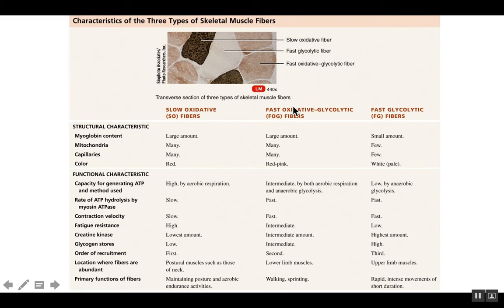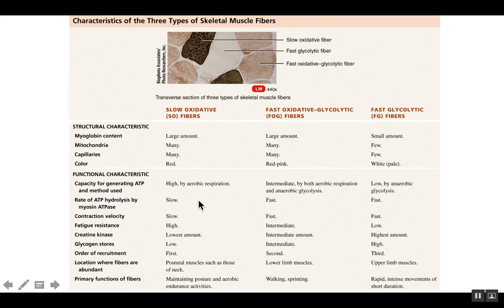If we look at the fast oxidative glycolytic, they're kind of middle of the road. They have a lot of myoglobin, a lot of mitochondria and capillaries, but they appear more reddish pink. Whereas the fast glycolytic fibers have very low levels of myoglobin, less mitochondria, less blood flow, and the muscle tissue actually appears more white than red. And this has to do with the fact that these muscle cells rely more on anaerobic glycolysis than aerobic respiration.